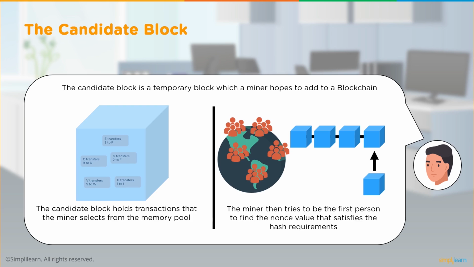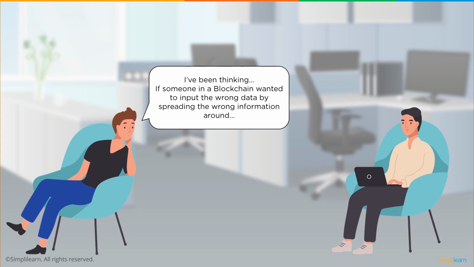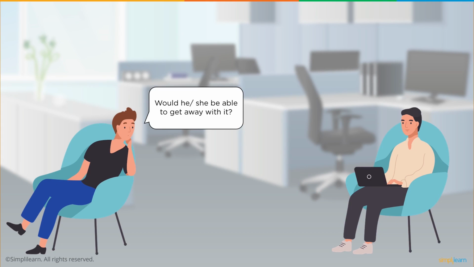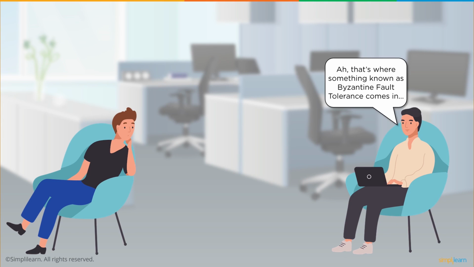The miner then tries to be the first person to find the nonce value that satisfies the hash requirements. Now the question comes, if someone in a blockchain wanted to input the wrong data by spreading wrong information around, would he or she be able to get away with it? And that's why we had something known as Byzantine fault tolerance.